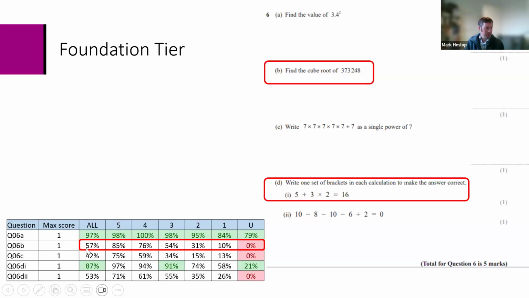So here is part B. Only 57% of students knew how to find the cube root of something on their calculator. And I'm going to ask you to compare that to the 97% of students who knew how to square a number on their calculator. Likewise, part D, adding a set of brackets in here to get the order of operations can be quite fiddly for students. And yet, 87% of students got that mark. And let's compare it back to that cube root. 57% of students knew how to use the cube root symbol on their calculator.